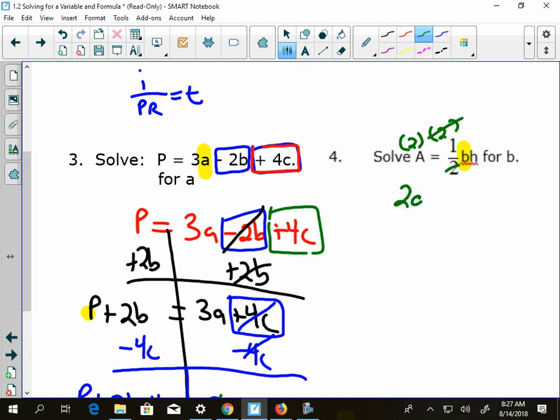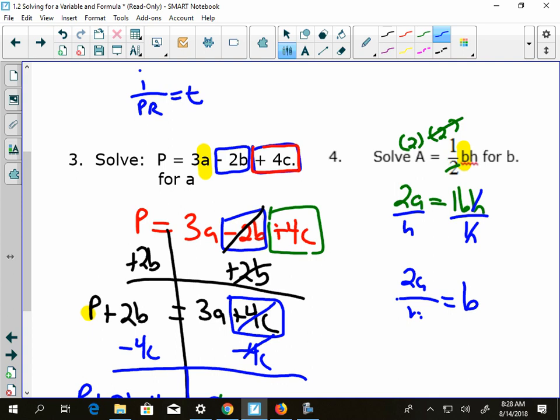This cancels. 2a equals 1bh. Do I need the 1 there? No. How do I get rid of the h? Divide both sides by h. The h's cancel. 2a over h equals b. I don't need 1b.